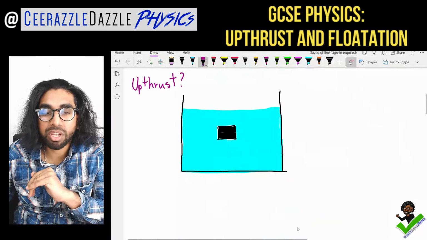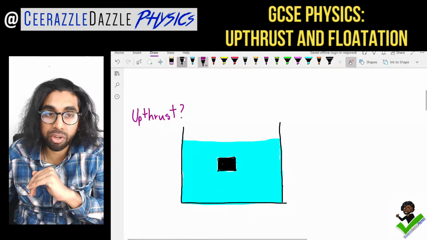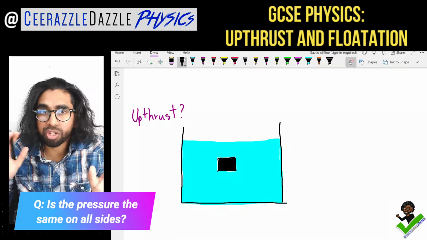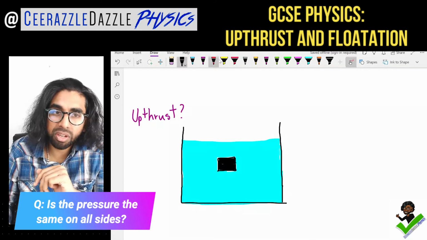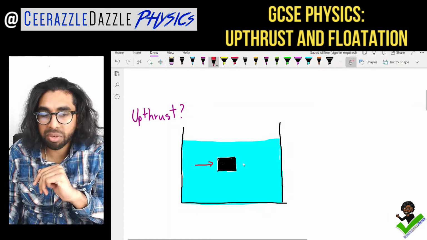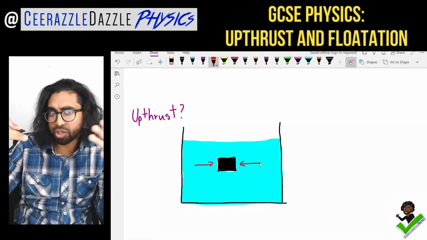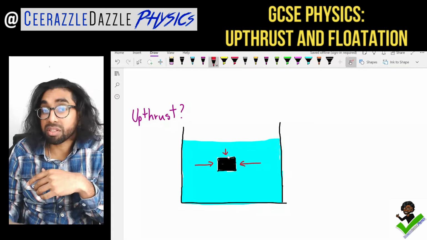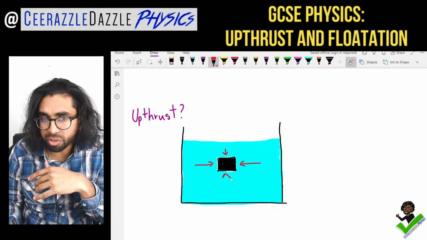So let's say we have a fish tank over here, and inside the fish tank we have an object. This object is right bang inside the water. Let's talk about the pressure acting upon this object. So we know that there'll be some pressure from maybe the left-hand side, and there'll be some pressure from the opposite side over there. So there's pressure acting on both sides here. There will also be a pressure from the top, but there will also be a pressure from the bottom.